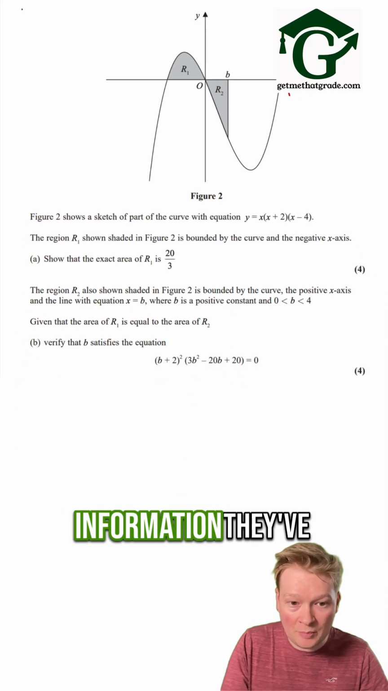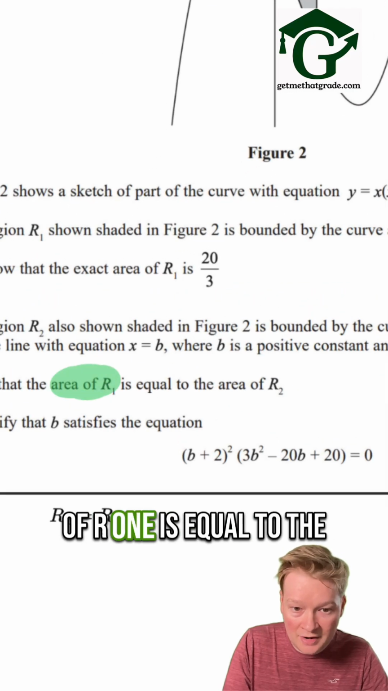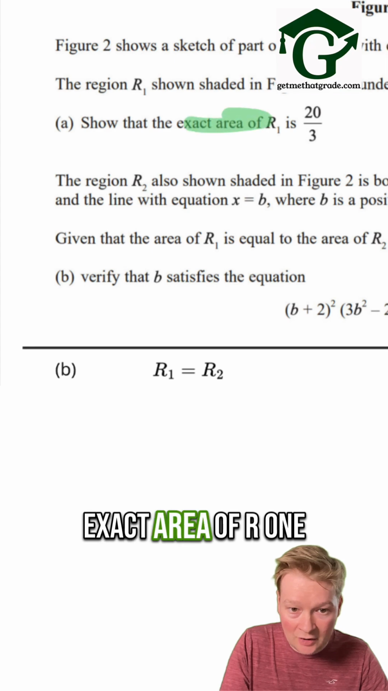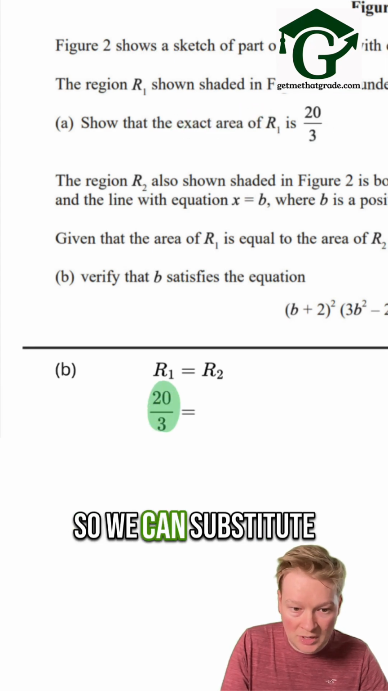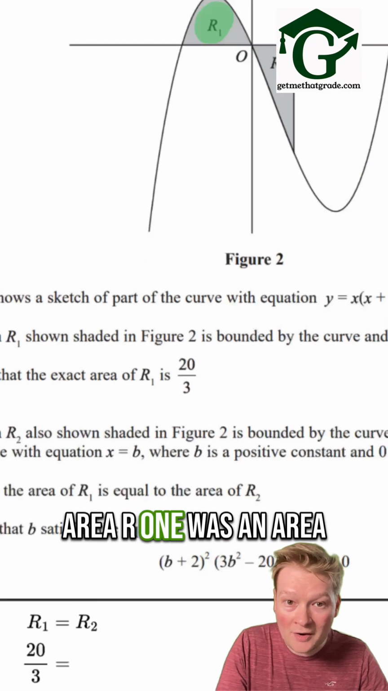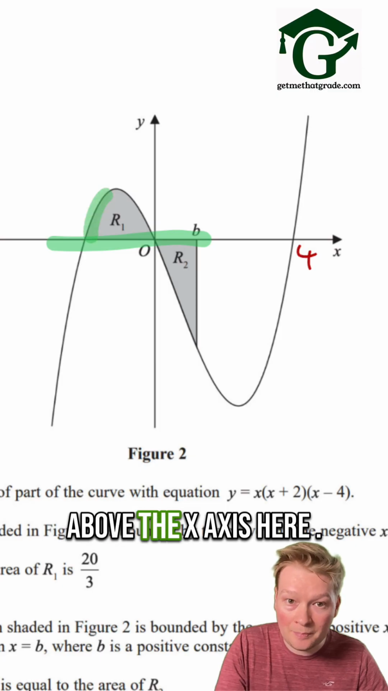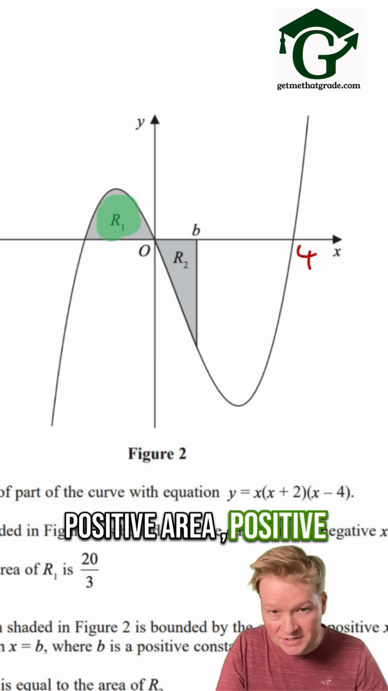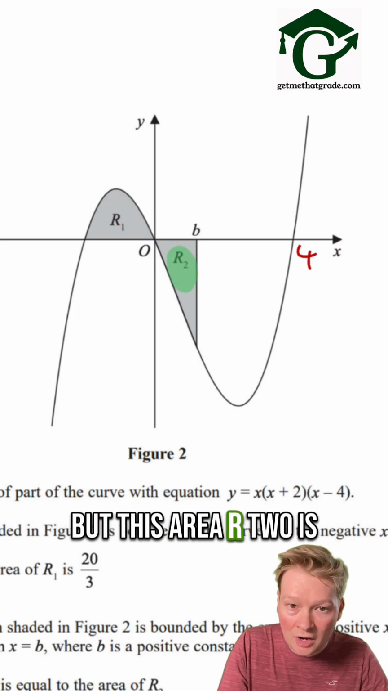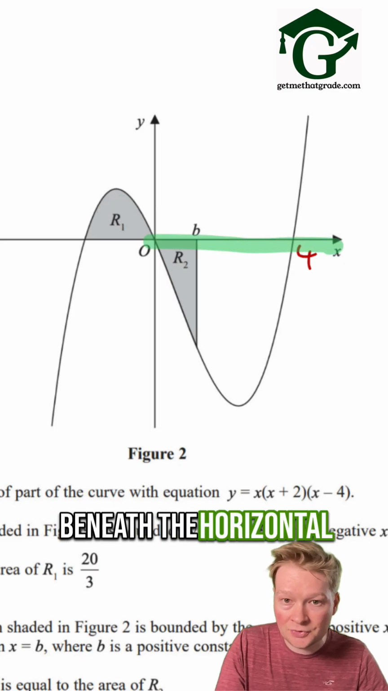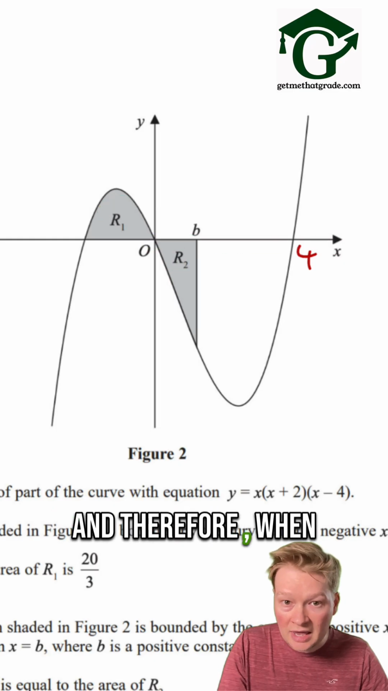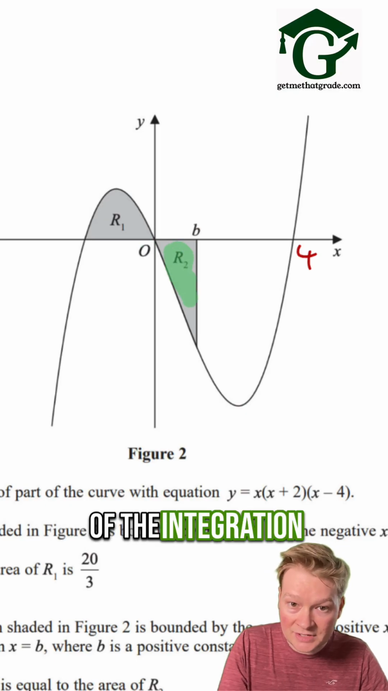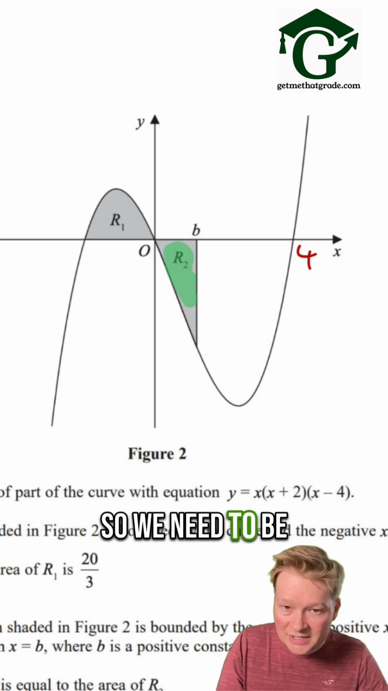So we'll start with the information they've given us, that the area of R1 is equal to the area of R2. Remember in part A we found out that the exact area of R1 was 20/3, so we can substitute that in here. Now that area R1 was an area above the x-axis here, so it would be treated by integration as a positive area, positive 20/3. But this area R2 is beneath the horizontal x-axis, and therefore, when we use integration, integrating between 0 and b, the answer of the integration would come out as negative. So we need to be careful about that.